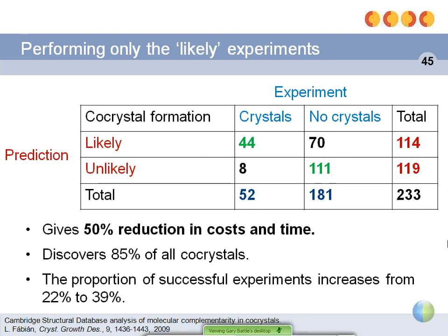This sort of interaction analysis can be complemented by looking at the overall molecular properties of potential coformers as well. Whilst at the CCDC, Laszlo Fabian performed an analysis of co-crystals and determined the important properties of compounds which needed to be complementary in order to form co-crystals. When this was applied to a real-life co-crystallization experiment, he found that 85% of all co-crystals could be found by performing only half of the experiments, those experiments which CSD data would suggest were the most likely to be successful.